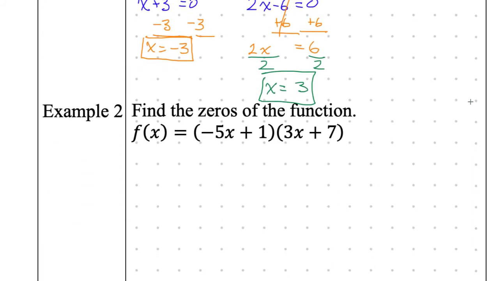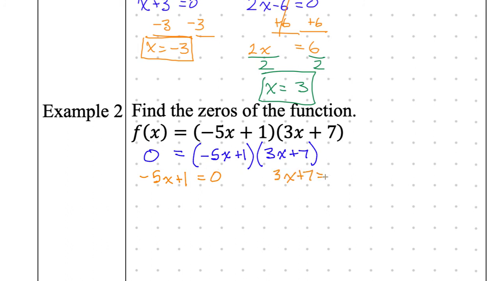Example number 2, find the zeros of the function. A little bit harder, but essentially I just swap that f of x out for a 0, because that's what it means to find a 0. So I say now 0 is equal to the same thing. So I'll rewrite it, -5x plus 1 times the quantity of 3x plus 7. And then I use the zero product property, which states that -5x plus 1 is 0 for one of the solutions, and the other solution is 3x plus 7 is equal to 0 for the second solution. And then solve each of these, right?